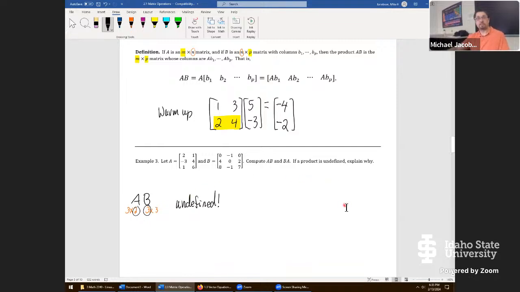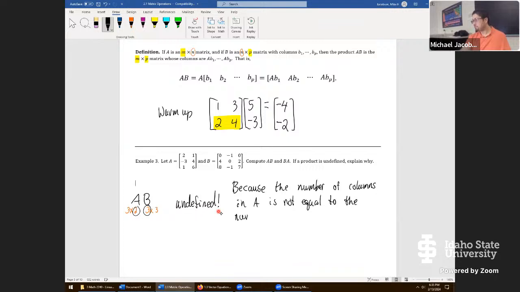And if you want to write out a longer explanation, you could just say undefined since, let's say because, the number of columns in A is not equal to the number of rows in B. Or in other words, that's the problem right there once we circle the right things.